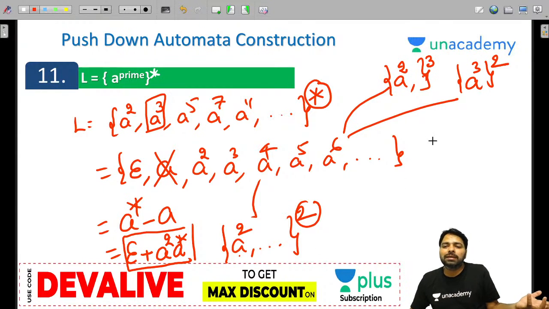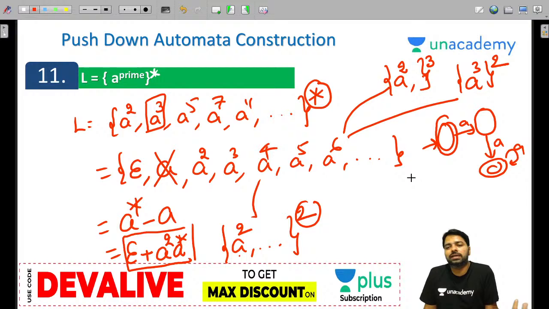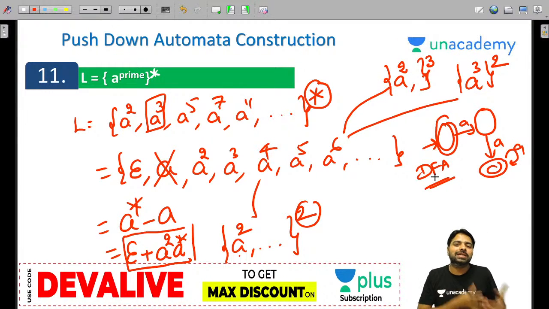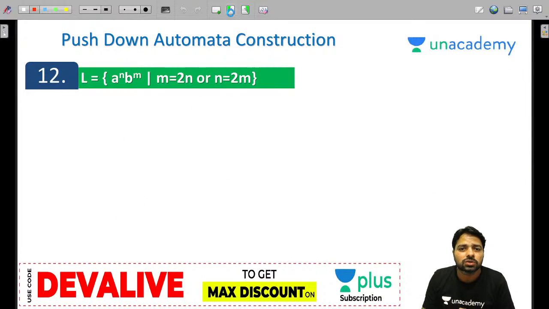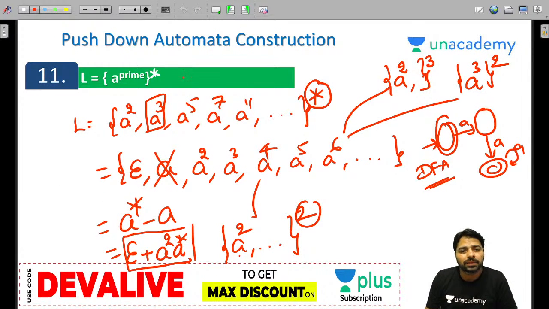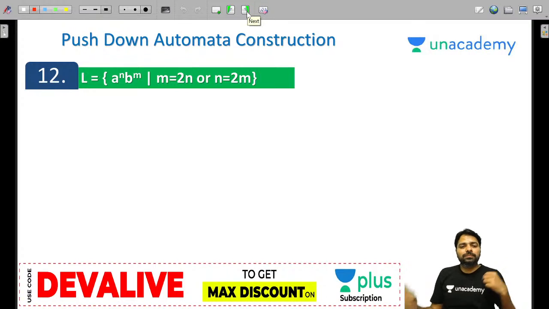So if you want to design a machine, it is just like this. A single A is not accepted, but everything else is accepted. Double A and after that everything. This is the DFA. What do you want more than this? DFA is there, regular expression is there. That's all. Fine. So can I say this is regular? If it is regular, it is DCFL, it is a CFL. Clear? Yeah. Next one.